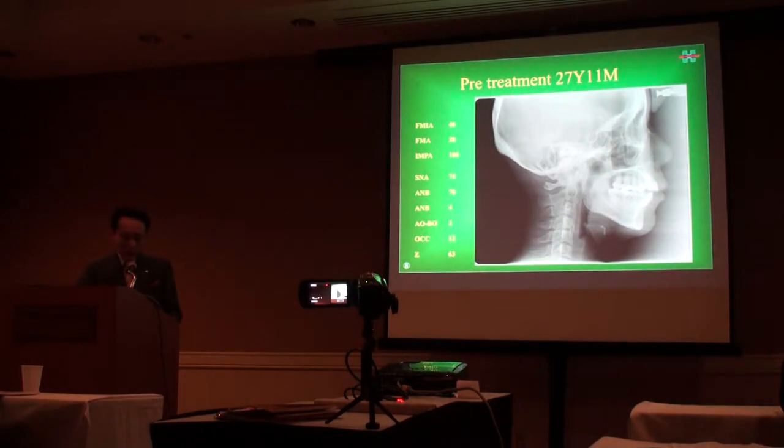The slide shows cephalograms and cephalometric measurements. The lateral cephalogram shows protrusion of upper incisors and lips. SNB 70 degrees indicated mandibular retrusion. The Tweed triangle was FMIA 46, FMA 28, and IMPA 106. The lips were protruded with an angle of 63.